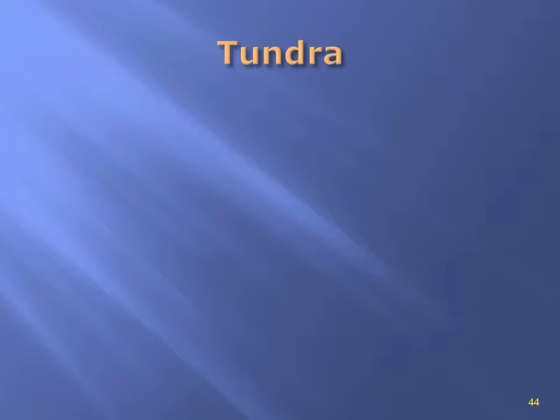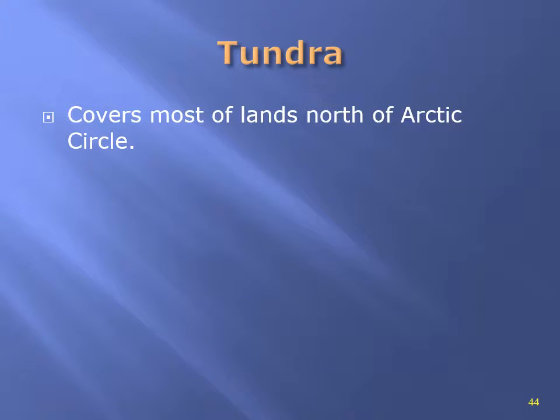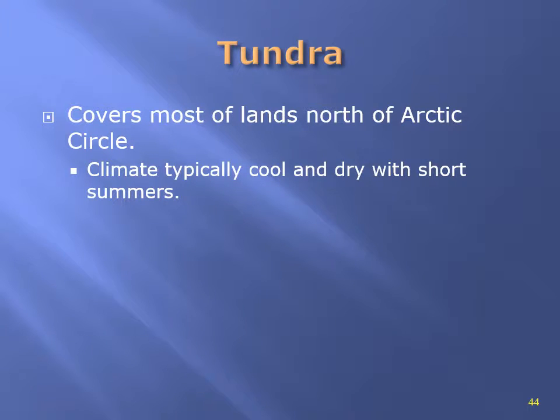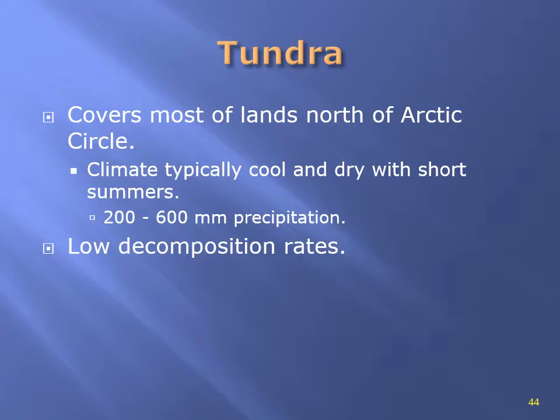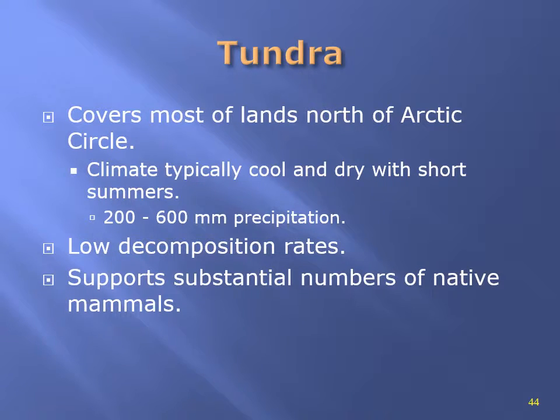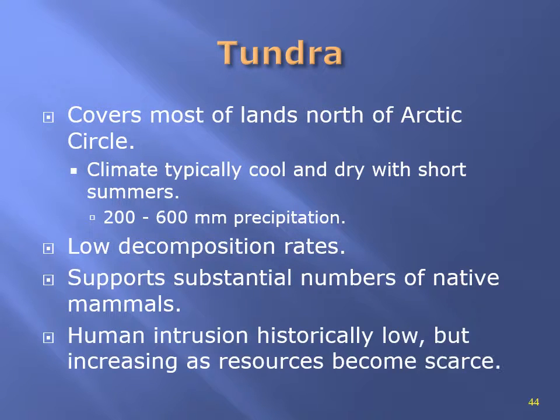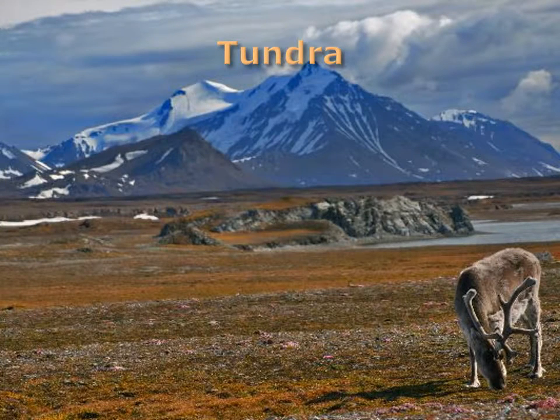And next we have the tundra. Covers most of the lands north of the Arctic Circle. Climate is typically cool and dry with short summers. Has 200 to 600 millimeters of precipitation. Low decomposition rate, so things don't break down very quickly. For one, because of the cooler temperatures, things just don't break down as quickly. Supports substantial numbers of native mammals. And human intrusion is historically low, but increasing as resources become scarce. Of the tundra.